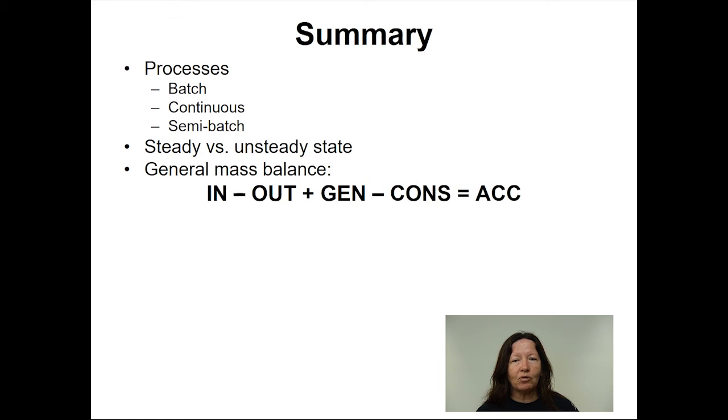So, in summary, we can have three types of processes. We can have batch, we can have continuous, or we can have semi-batch. We can have steady-state systems and we have unsteady-state systems. And then we can have our general mass balance equation, which will help us determine what our streams will be going in and coming out of our system, which that general equation is in minus out plus generation minus consumption equals accumulation.